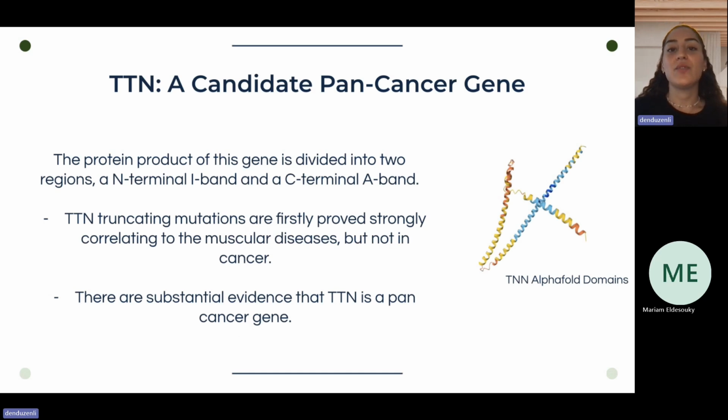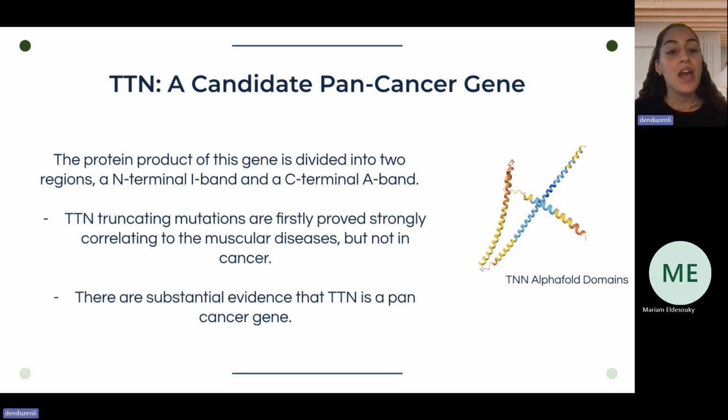However, TTN was found to maybe not be as well understood or studied of a gene, but we have come to the conclusion with our results that it is a very good candidate pan-cancer gene. So the protein product of this gene is divided into 2 regions, an N-terminal I band and C-terminal A band. And the TTN truncating mutations were first proven strongly correlated to muscular diseases, but not in cancer, which is why people may not know about the role it plays in cancer or its importance and not be studying it as much.